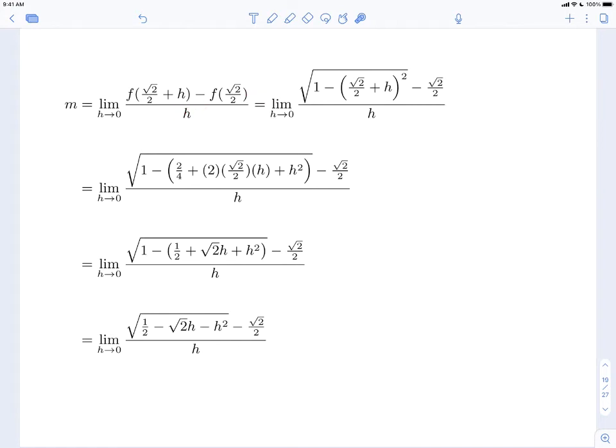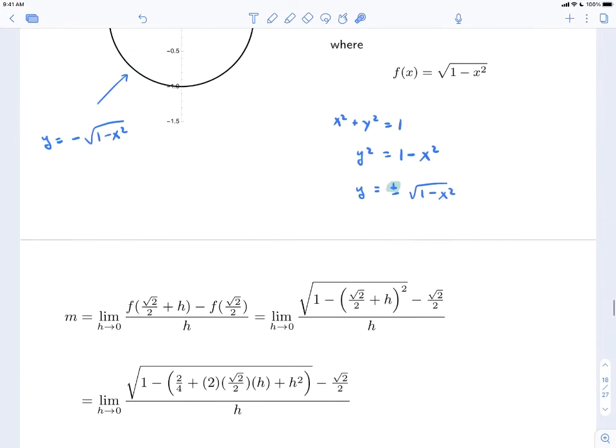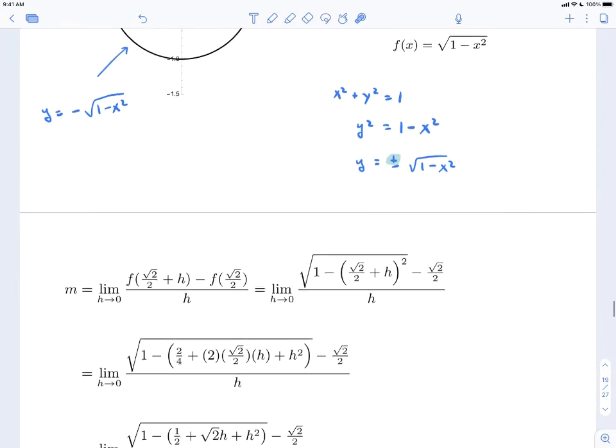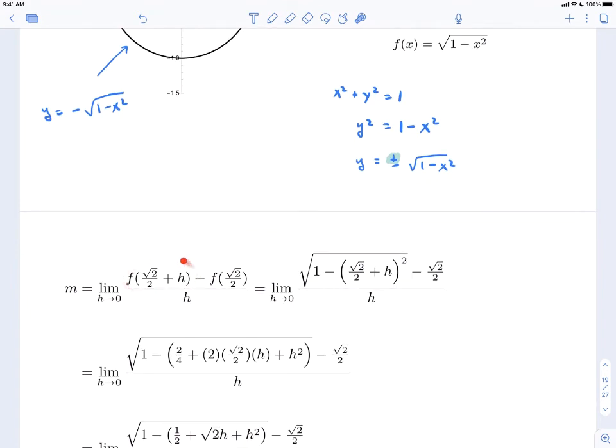So remember what f is. Let's just scroll back briefly. f at x is the square root of 1 minus x squared. So whatever the input is, we look at the square root of 1 minus the input squared. So that's what we have here, f evaluated at some input. So that's this portion right here.